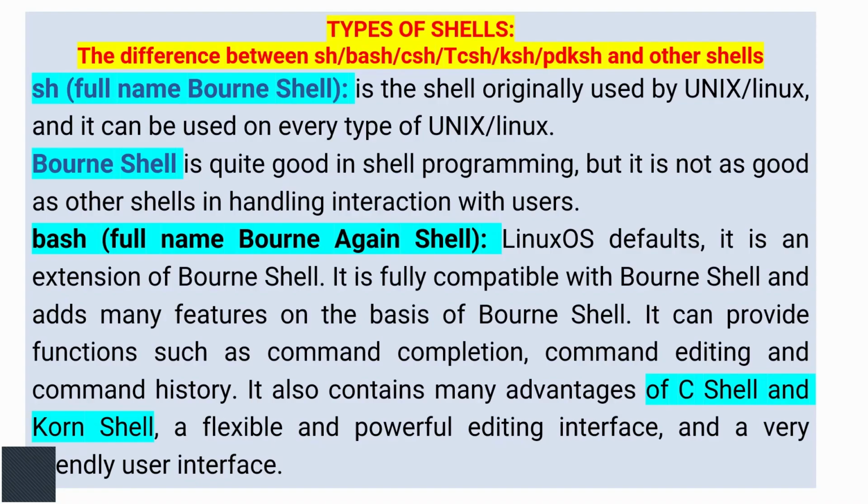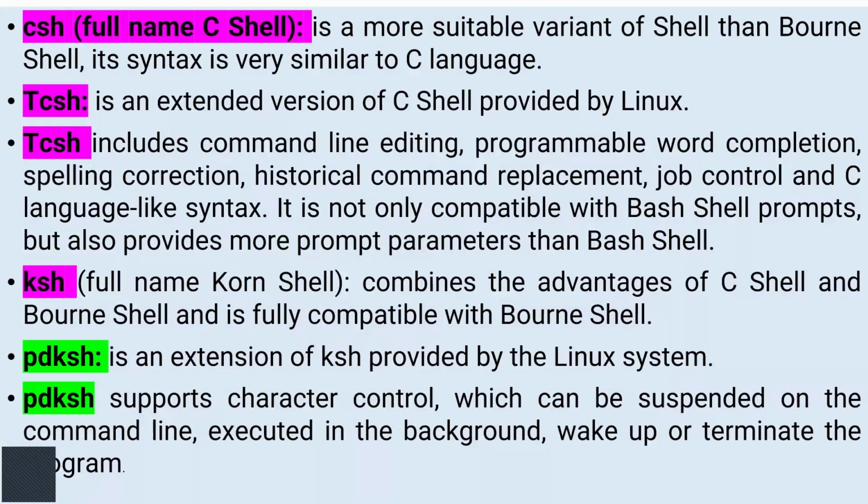So we have csh, that is the C shell. It is a more suitable variant of shell than the Bourne shell. The Bourne shell is the shell of Unix we are talking about, and the syntax is very similar.